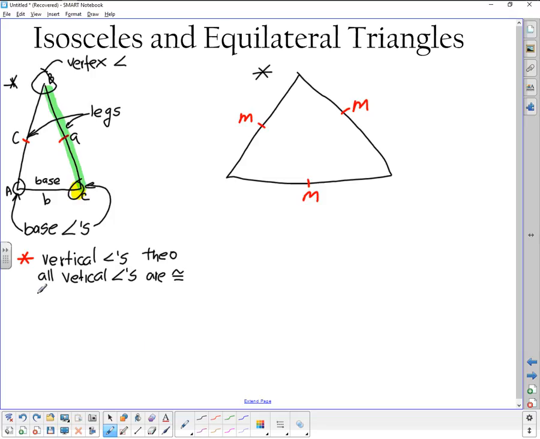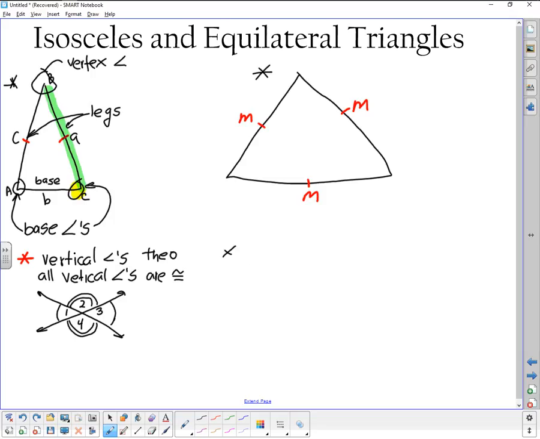So, remember vertical angles look like this. If you have two intersecting lines, okay, let me label them. This would be angle 1, angle 2, angle 3, and angle 4. So basically all vertical angles are congruent. Angle 1 and angle 3 are vertical, so they're congruent. And angle 2 and angle 4 are vertical angles, and because they are vertical, they are congruent. So all vertical angles are congruent, okay?